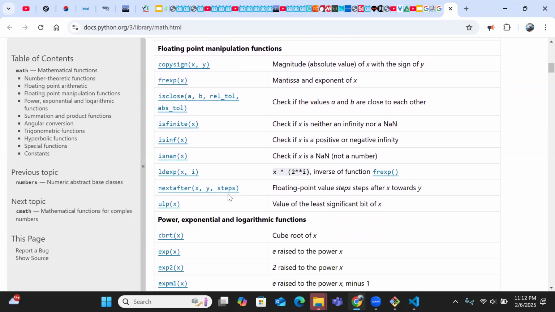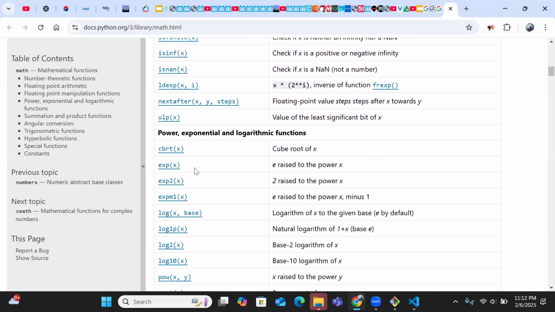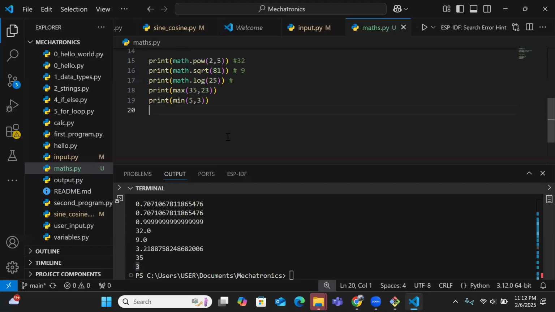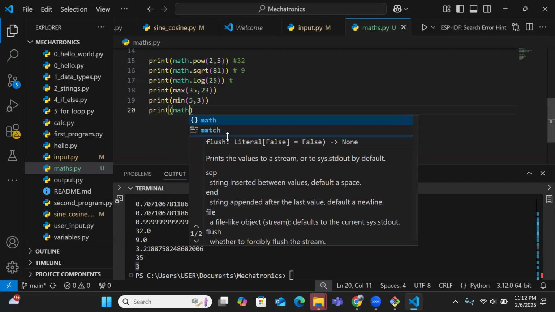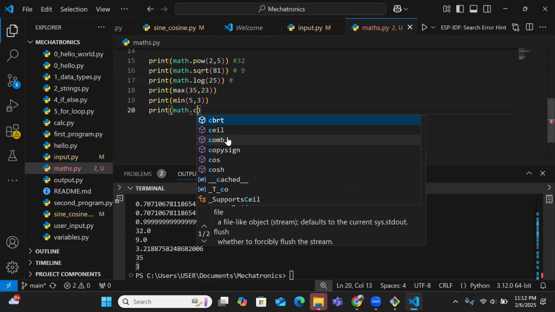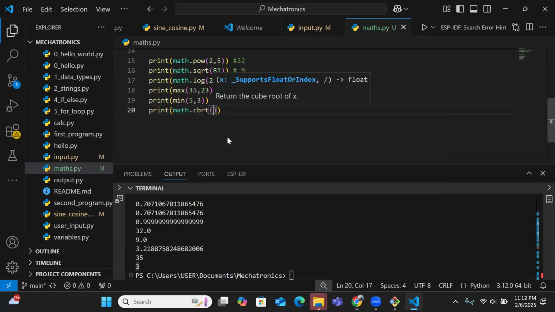Okay, some you may not even use exponential. Do you know exponential? e raised to power x. Okay. Cube root. We can try to print math dot cube root. What is the cube root of 125? It is 5, isn't it? Cube root of 125 is 5. Are we together?